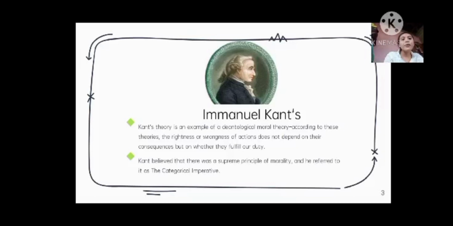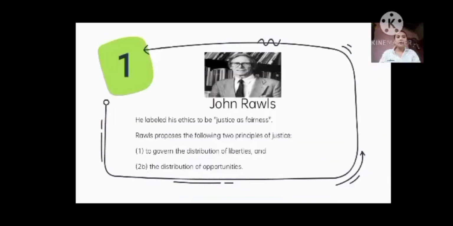Kant believed that there was a supreme principle of morality, and he referred to it as the categorical imperative. This intimidating phrase is just a fancy way of saying that some action must always be taken, and certain standards always upheld, such as telling the truth. John Rawls, he labeled his ethics to be justice as fairness.